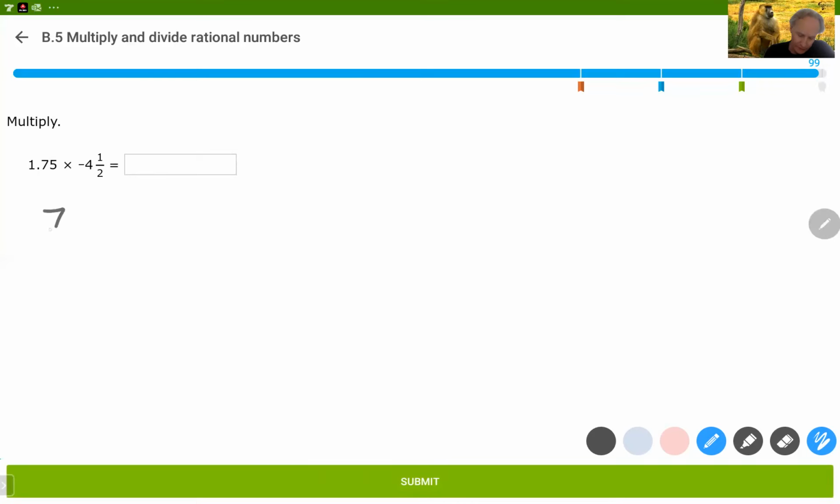1.75 is 7/4 times negative 9/2. And no reducing, that's negative 63 over 8.